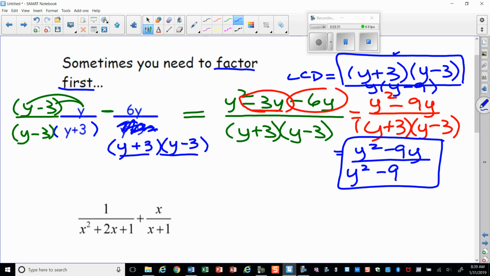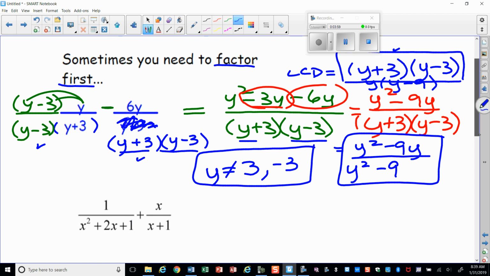Okay, and again, excluded values: y cannot equal anything that's in your denominator. Anything that would make the denominator 0 at any time in this process is an excluded value. So y cannot be positive 3, right? And y cannot be negative 3. And that takes care of these denominators as well.